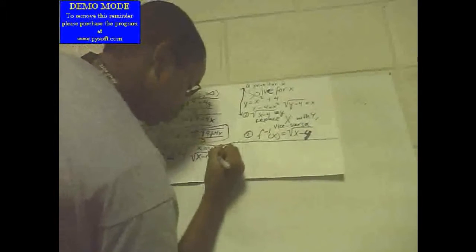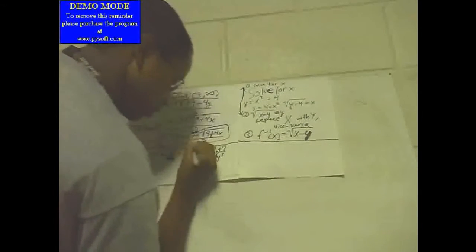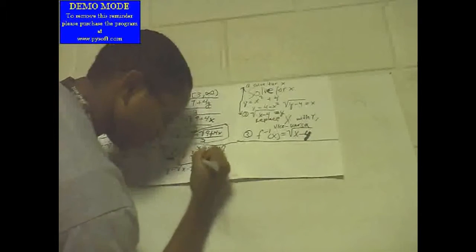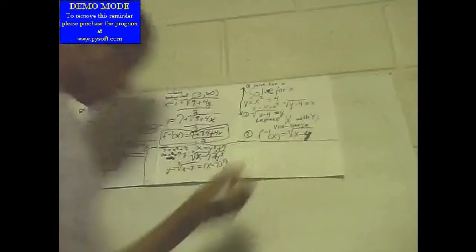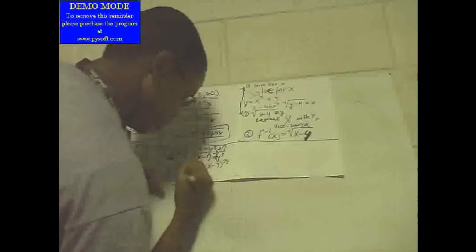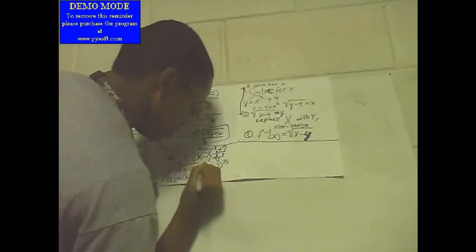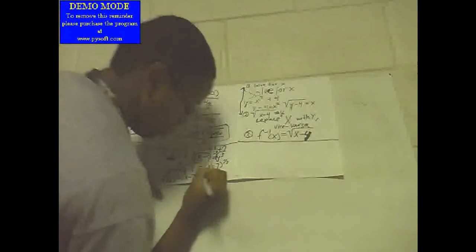And now, as you can see, it's easier. You take the cube root of both sides. Now you're left with y equals the cube root of x minus 7, which equals x minus 7 to the 1/3. Replace your y. The inverse function of x equals the cube root of x minus 7, or x minus 7 to the 1/3.